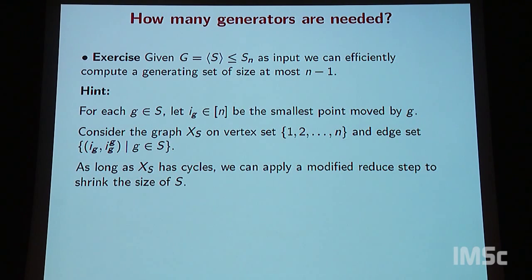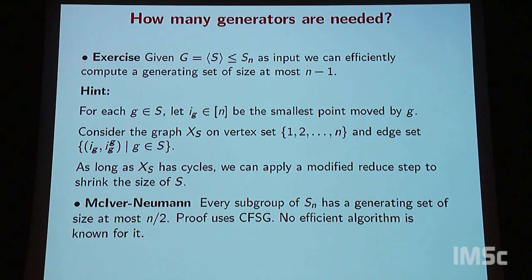And I want you to figure out that as long as this graph has cycles, I can do a modified sift-like operation where I replace xy by x and yx inverse, something a little more general, which will get rid of the cycles. So in the end, I will have a bunch of generators S such that the graph for S does not have any cycles. How many edges can a graph have which does not have any cycles on n vertices? At most n minus 1. And that's the reason why you can do it.